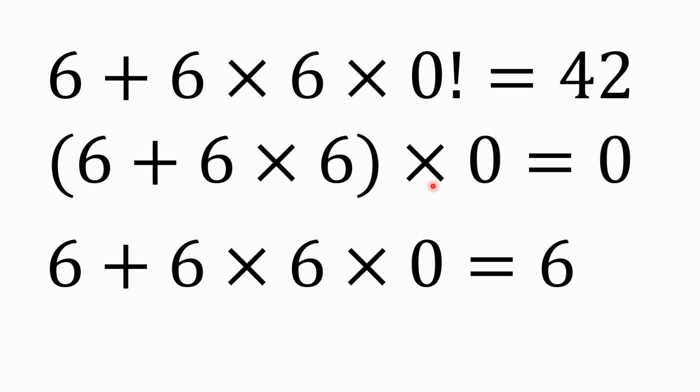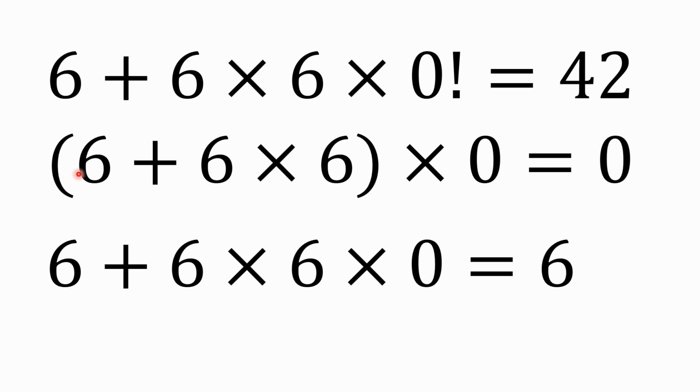Let's ignore the factorial for a minute. Let's pretend it's not there. It would be 6 times 6 times 0, which is equal to 0. And then you're left with 6 plus 0, which equals 6. So 0 is really completely wrong.